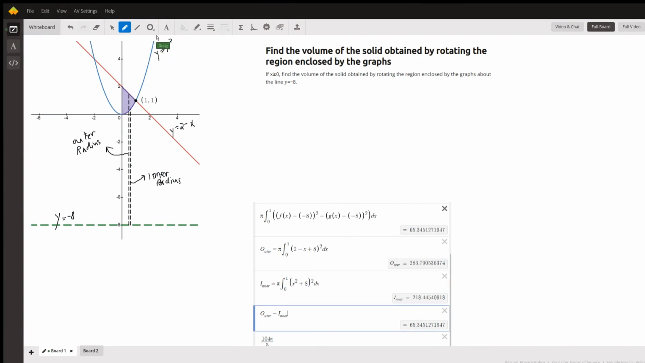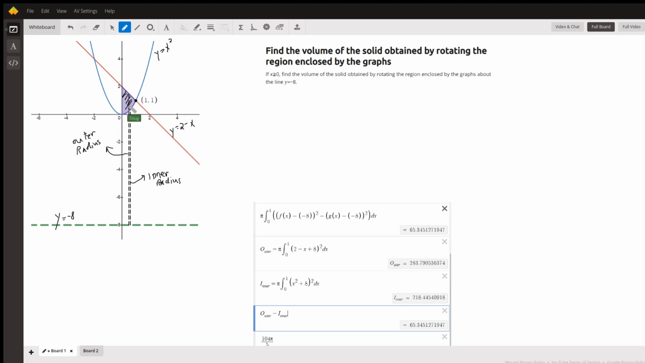Well, here's a graph that depicts a situation. This is the graph of y equals x squared, that blue parabola. The red line is the graph of y equals 2 minus x. And we want x to be greater than or equal to 0. The region enclosed by those graphs is that region right there. And the axis of revolution is y equals -8.